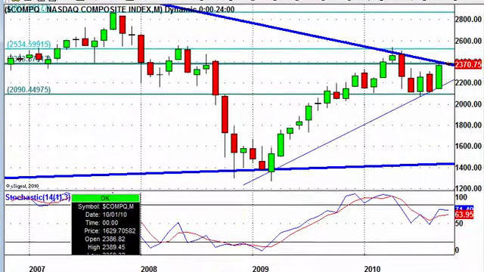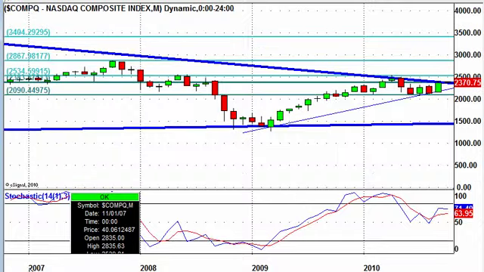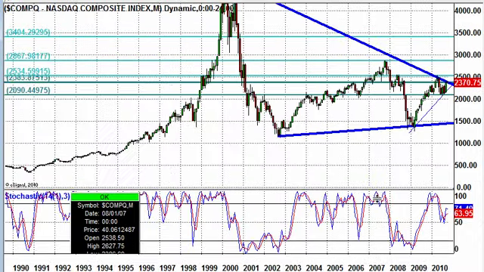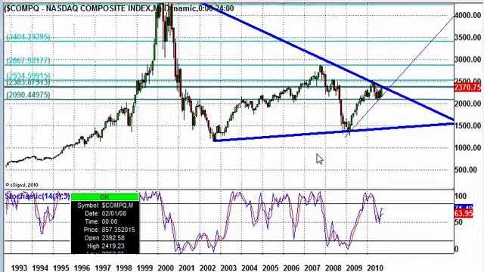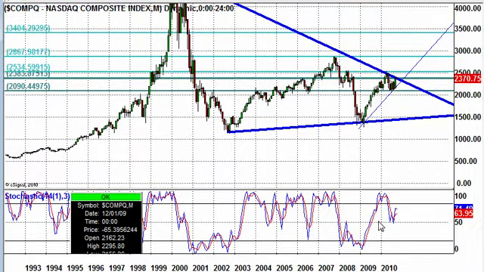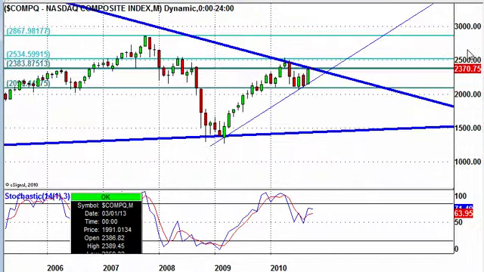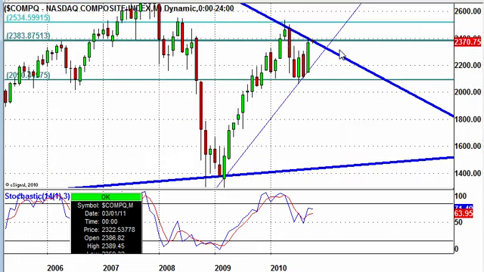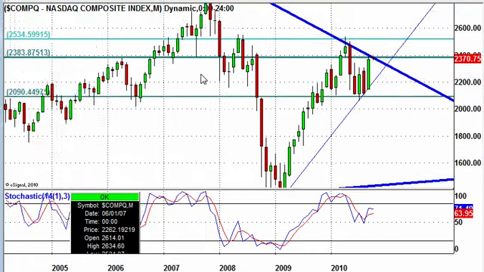Let's look at the monthly. Let's go macro, pull in a bunch of data here. Huge symmetrical triangle on the monthly. And look at this, we're at resistance yet again. Does that surprise us? Not at all. So we are at major resistance right now on a couple fronts here.